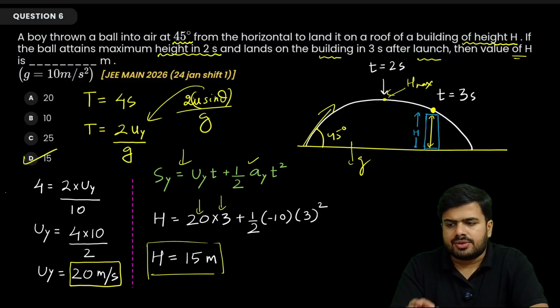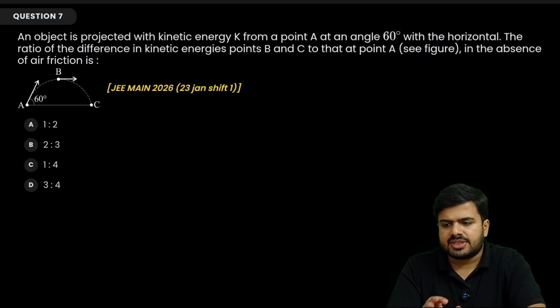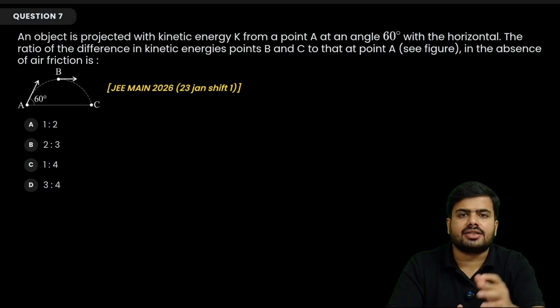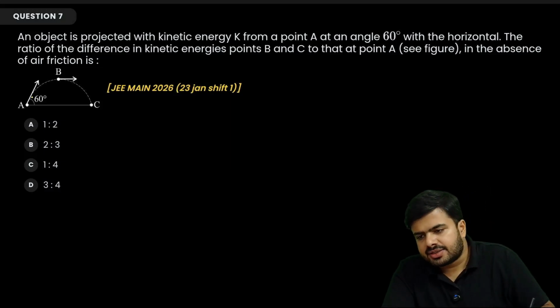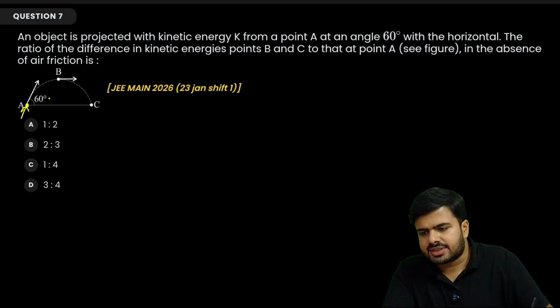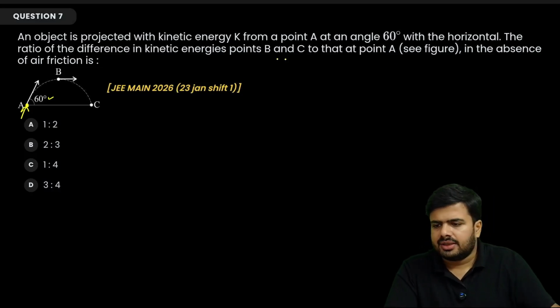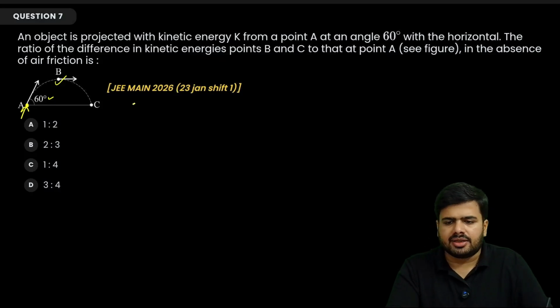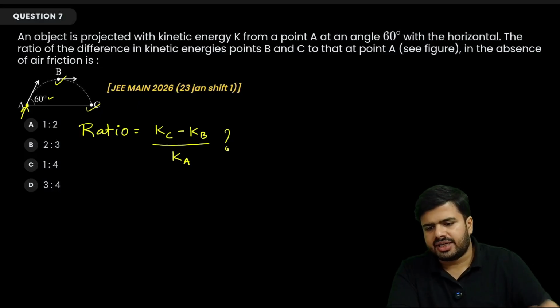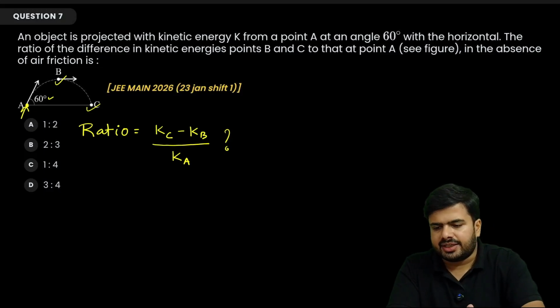Clear to all of you? So next, question number 7. Here they have given that an object is projected with kinetic energy k from a point A. Here you can see this is the point A. The angle of projection is 60 degree with the horizontal. Then what is the ratio of the kinetic energy difference between point B and point C to that of point A? This is the question, right? Kinetic energy at C minus B by kinetic energy at A.